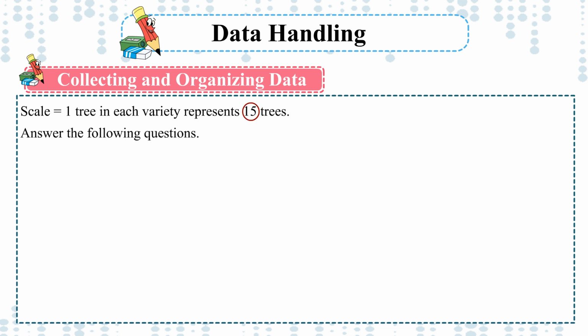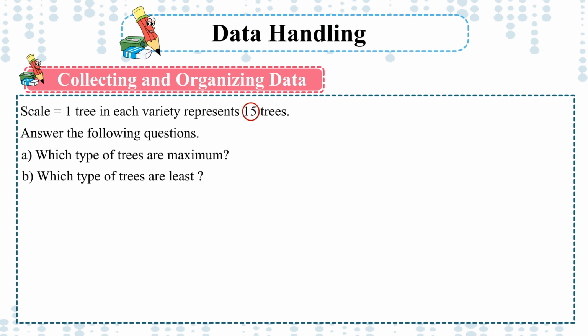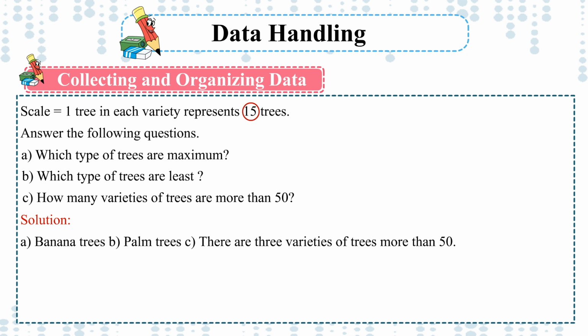Answer the following questions. A. Which type of trees are maximum? B. Which type of trees are least? C. How many varieties of trees are more than 50? Solution. A. Banana trees. B. Palm trees. C. There are 3 varieties of trees more than 50.